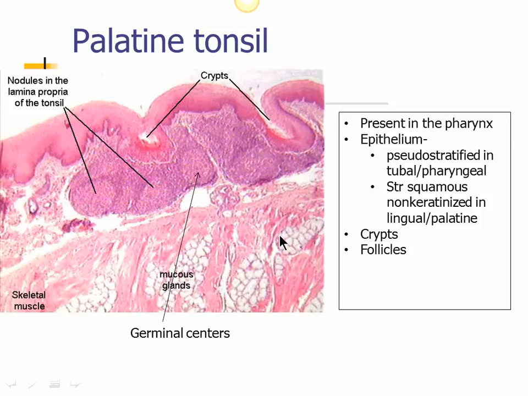So here are some of the salient features of tonsils. They are present in the pharynx. The epithelium is, depending where it is, pseudostratified or stratified squamous. They have crypts, they have follicles, and the follicles may have germinal centers.